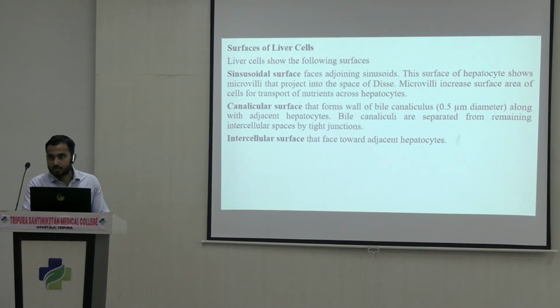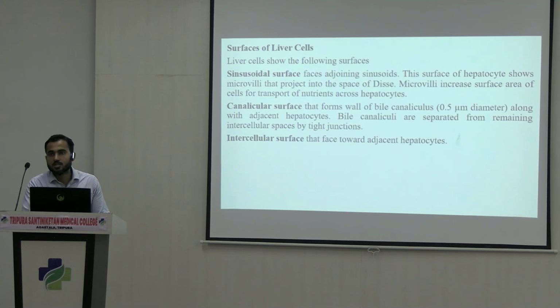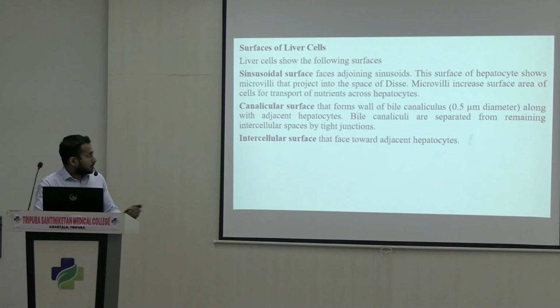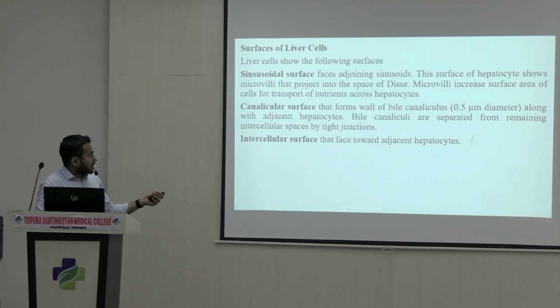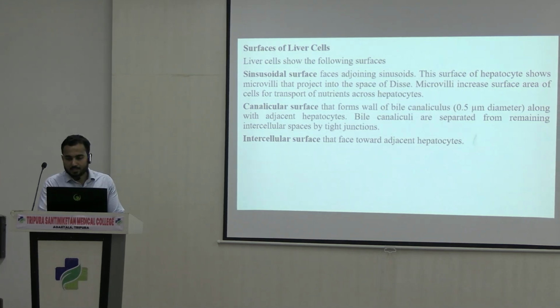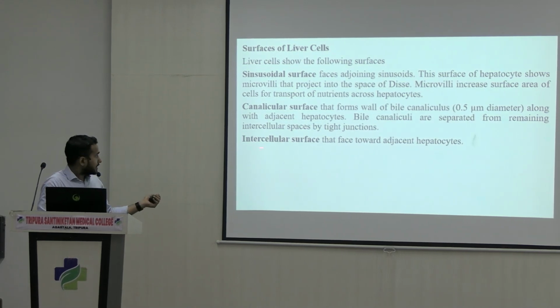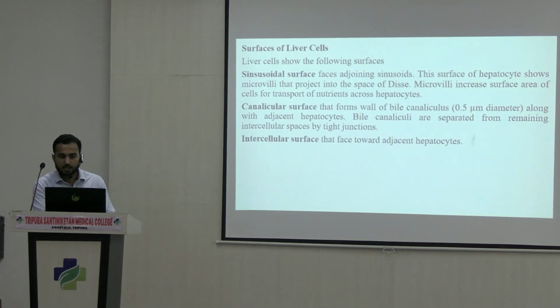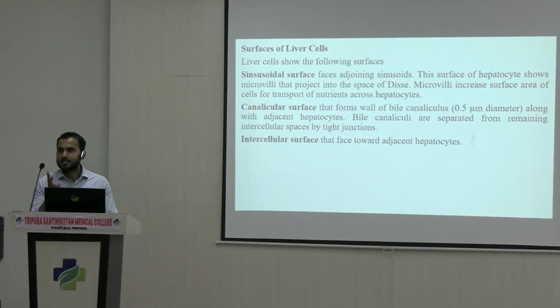Next, the canalicular surface. Canalicular surface means towards the bile canaliculi or bile canaliculus. That forms the wall of the bile canaliculus, approximately 0.5 micrometer in diameter, along with the adjacent hepatocyte. The bile canaliculi are separated from the remaining intercellular spaces by tight junctions. And the intercellular surface is where adjacent hepatocytes, one and another, face towards each other. So in hepatocytes, three surfaces are there.